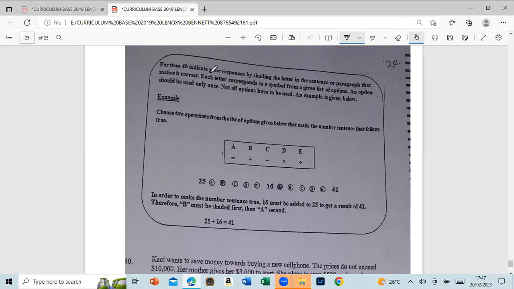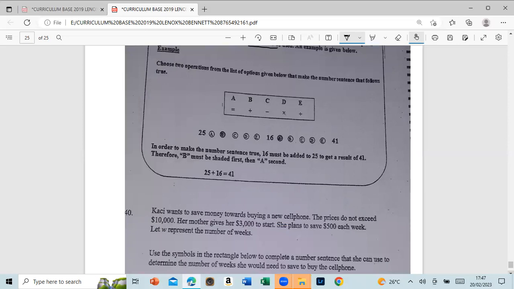For item 40, indicate your response by shading the letter in the sentence or paragraph that makes it correct. Each letter corresponds with a symbol from a given list of options. An option should be used only once. Not all the options have to be used. An example is given below. Now, let's see the example. Let's go.